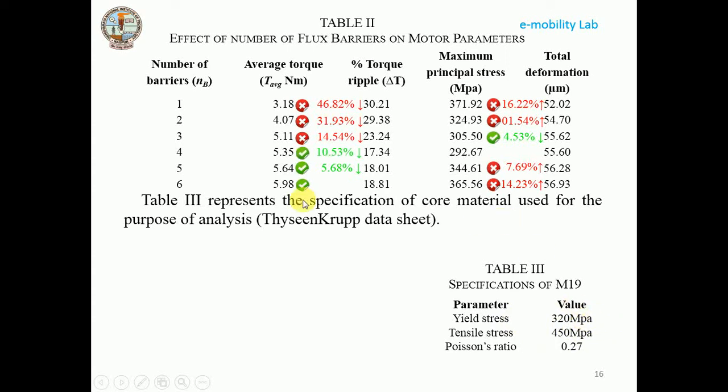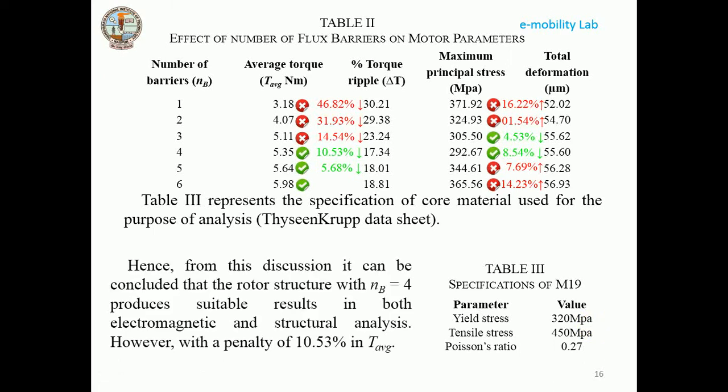So finally we concluded that we should have 4 barriers in the structure. Of course, it has a limitation of 10% decrease in torque compared to 6 barriers, but we have adequate mechanical properties of the machine. You can see it is 292.67, which is 8% lower than the yield stress limit of the core material. But it should be noted that there is no safety factor taken in this analysis. There is no safety factor. We should have a safety factor in our analysis. These values are without safety factor, this stress limit.